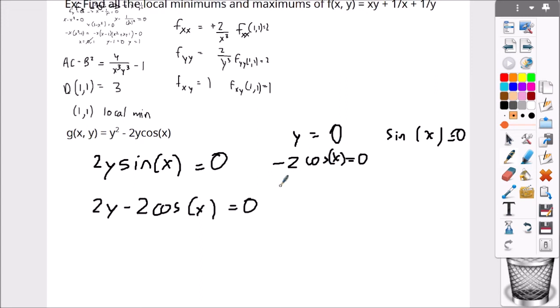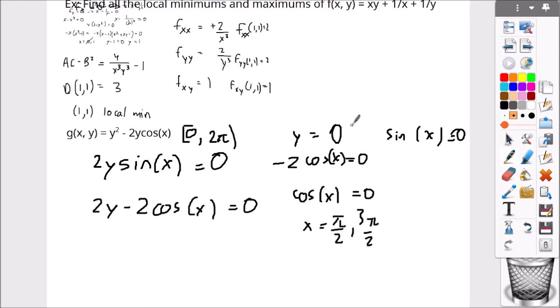Right, so if negative 2 cosine x has to be equal to 0, then cosine x has to be equal to 0. Cosine x is equal to 0 when, in the range 0 to 2 pi, x is pi over 2 or 3 pi over 2. So 0 and pi over 2, 0 and 3 pi over 2 works.